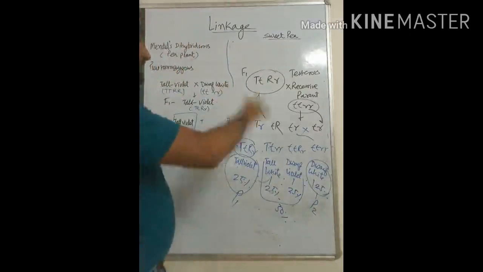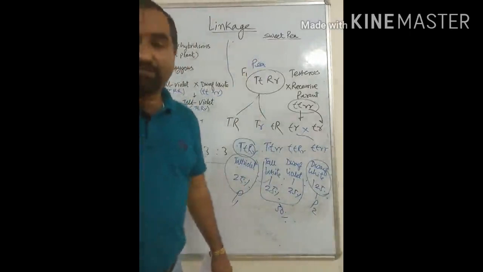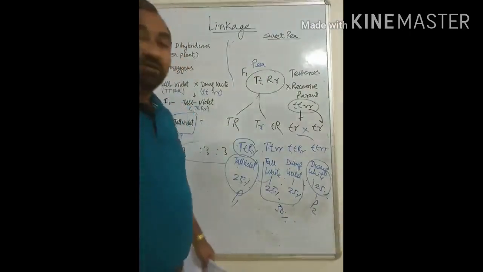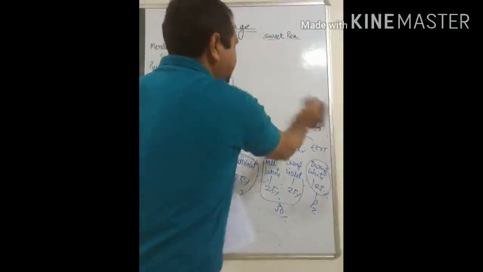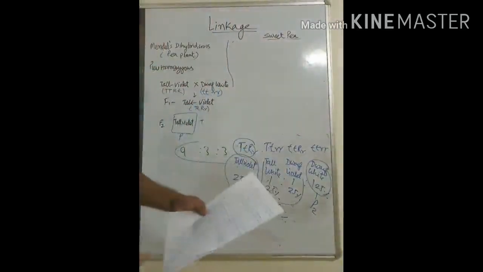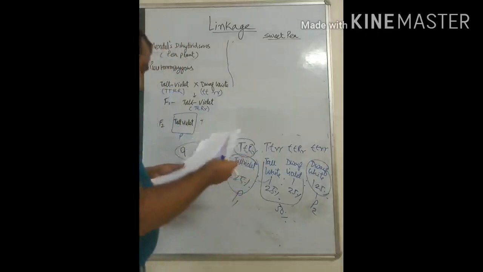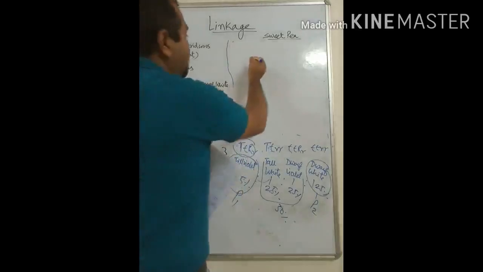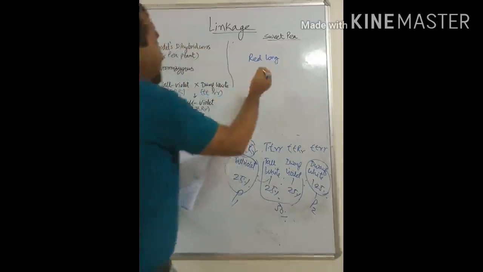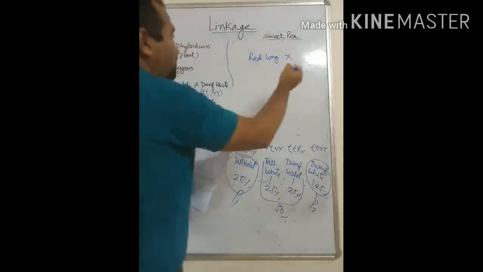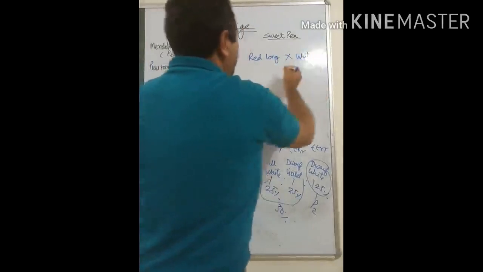And now this is the case for the pea plant. What about the sweet pea plant as observed by Bateson and Punnett? Now we observe, in the case of the sweet pea plant, Bateson and Punnett observed that red and long plants were crossed with white and short.